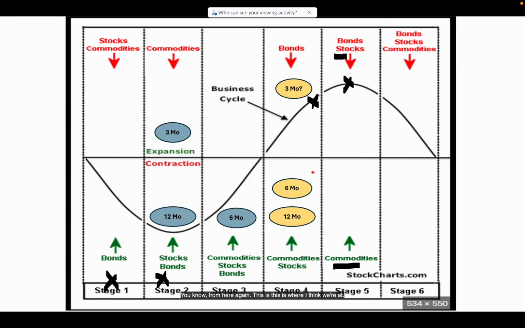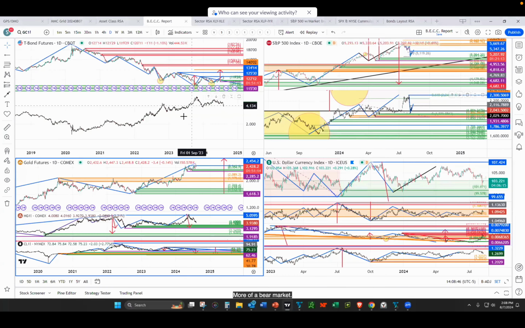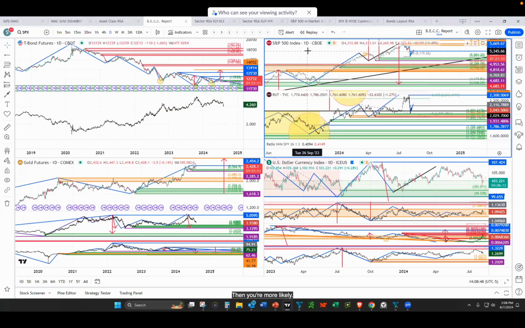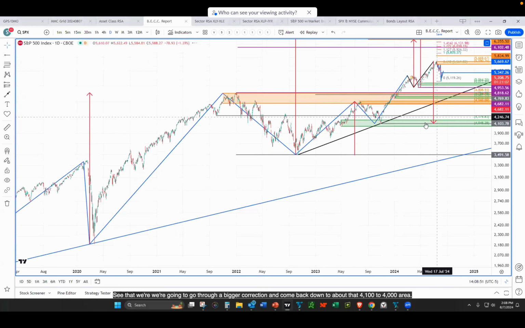So from here, again, this is where I think we're at, right? From a demand standpoint, if you're looking at actually buying the equity markets as they dip, you may want to use confirmation entries on those and be very selective of the individual stocks that you're buying. Now, if you're trading the indexes outright, again, I would simply use confirmation entries on those zones, because if we are moving into more of a bear market, then you're more likely to see that we're going to go through a bigger correction and come back down to about that 4,100 to 4,000 area within the S&P 500.